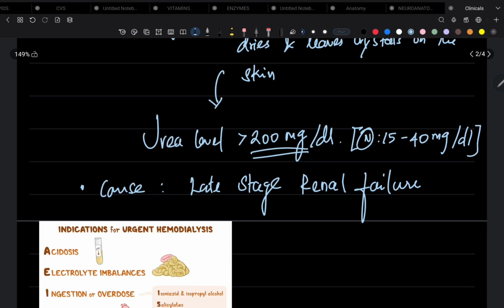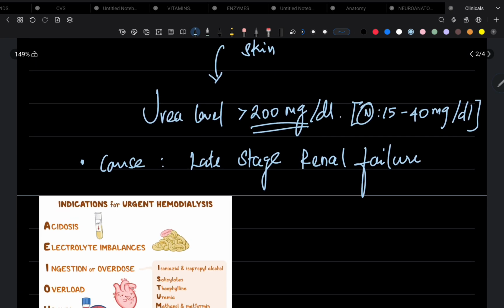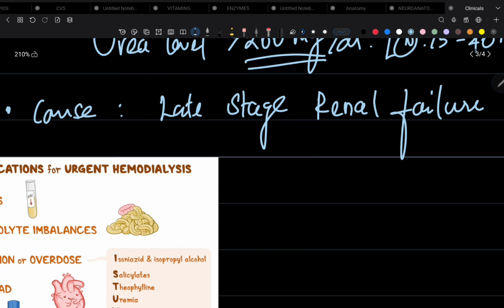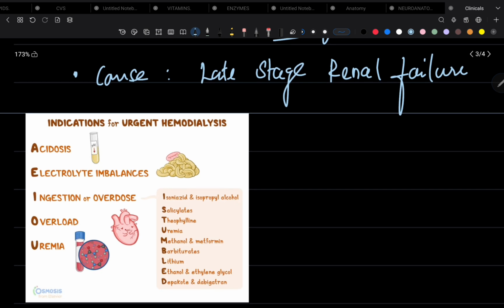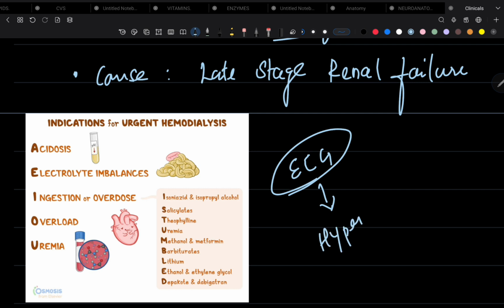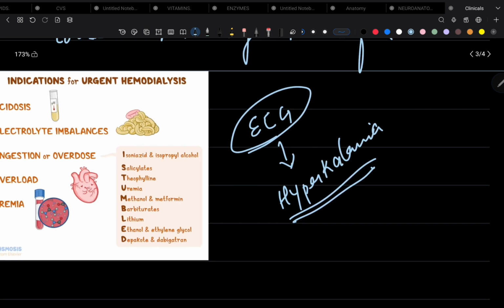It can lead to cardiac arrest as urea is elevated. You would have known that uremia can lead to various conditions like acidosis, uremic pericarditis, uremic cardiomyopathy. So this is a very serious condition. You should order an ECG immediately, because uremia can lead to hyperkalemia. You should know to diagnose hyperkalemia with the ECG, which shows tall T waves.